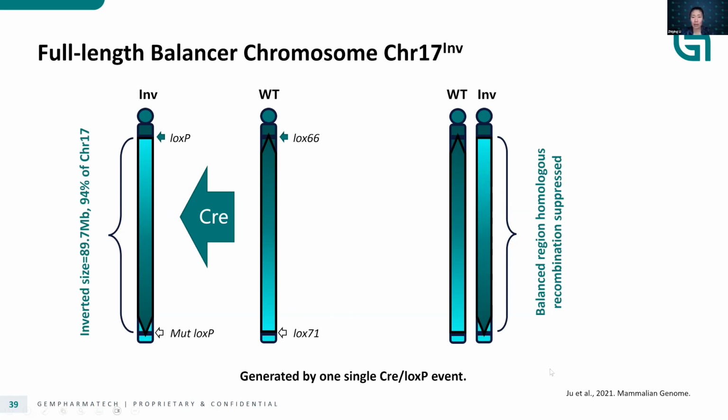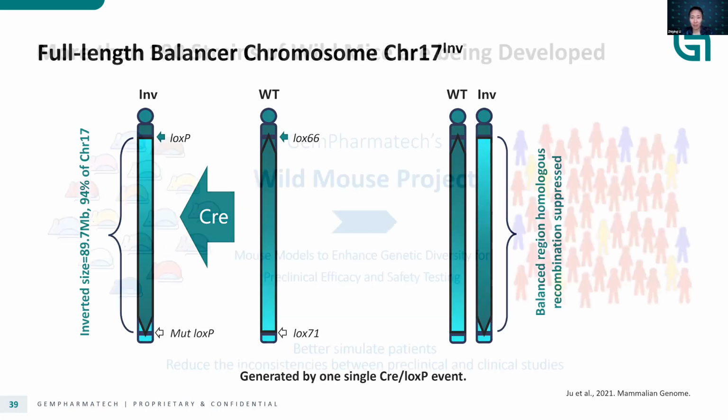This study was published in a paper last year. If you're interested, you can take a look. Here is the reference. So for chromosome 17, we have been able to create a balancer chromosome guided consomic strain. Well, I shouldn't say a consomic strain. It is a wild chromosome in the inbred strain.